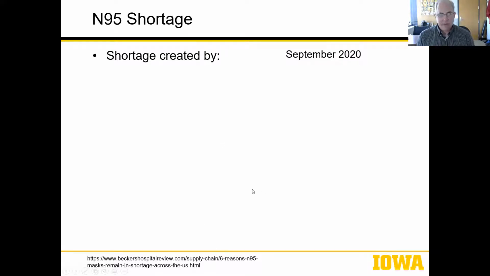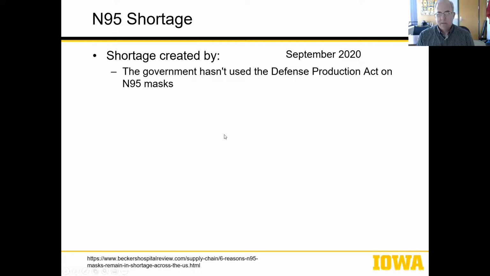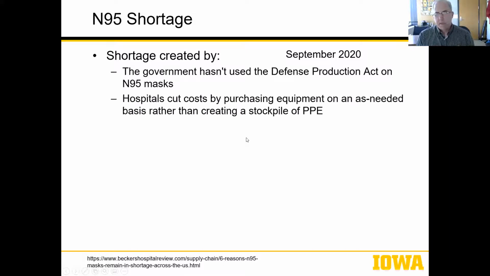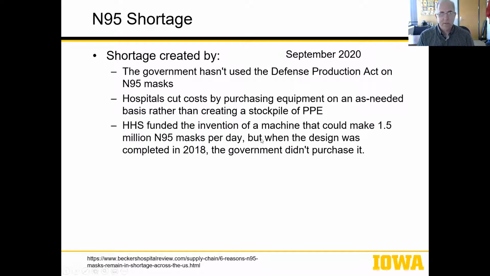In an article I found written in September, this is what they decided were the main issues associated with the shortage itself. The government hasn't used the Defense Production Act on N95 masks. They didn't force the production of them. Here's a biggie. Hospitals cut costs by purchasing equipment on an as-needed basis rather than creating a stockpile of PPE. So it's a just-in-time purchasing situation like any other industry, which cut costs, great, but prevented the stockpiling of PPE as a result.